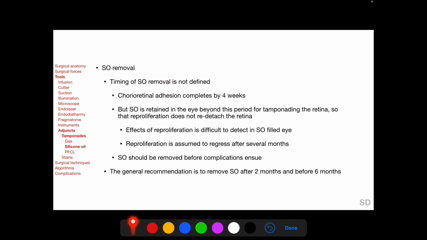Timing of silicone oil removal is not defined, and several issues need to be considered before removing silicone oil. Chorioretinal adhesion completes by 4 weeks, but silicone oil is retained in the eye well beyond this period to tamponade the retina so that reproliferation does not redetach the retina, and reproliferation is assumed to regress after several months. On the other hand, silicone oil should be removed before complications ensue, and we will be discussing these complications later in this session. So the general recommendation is to remove silicone oil after 2 months and before 6 months following injection of the silicone oil into the eye.